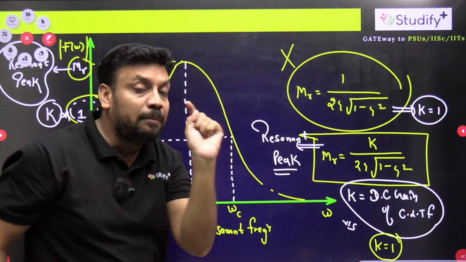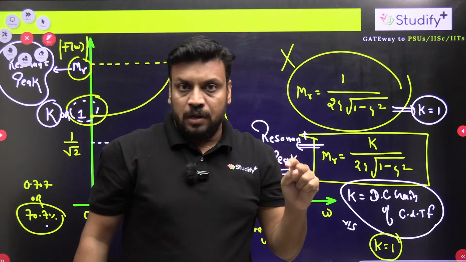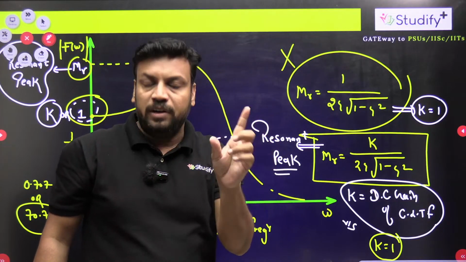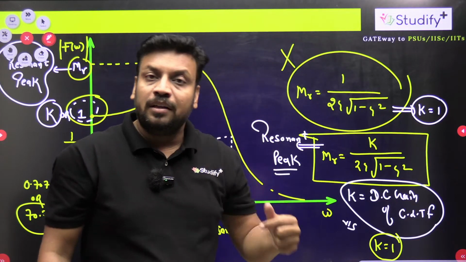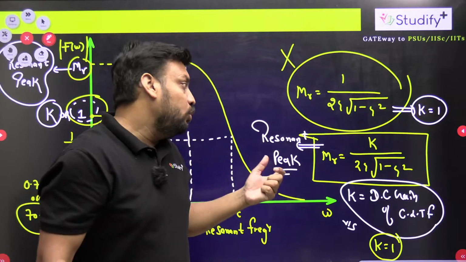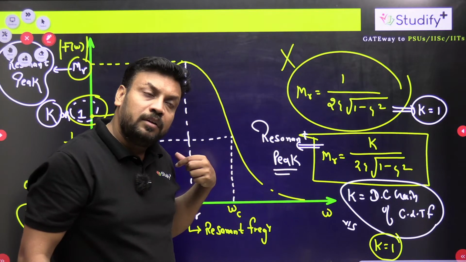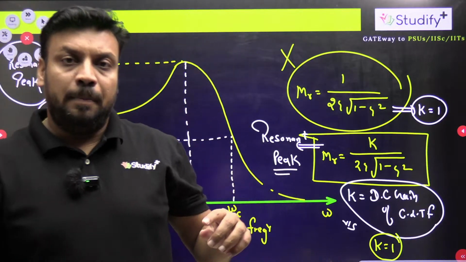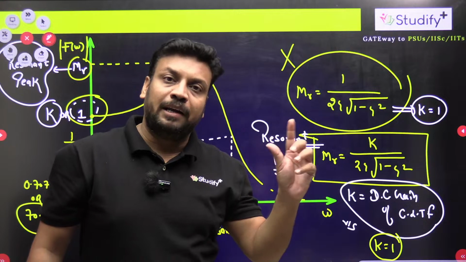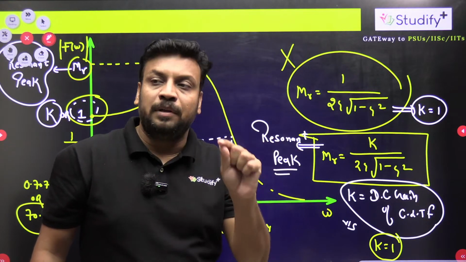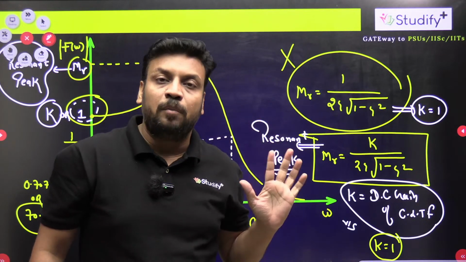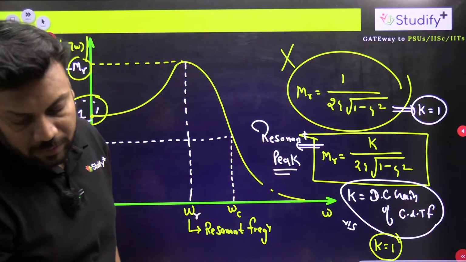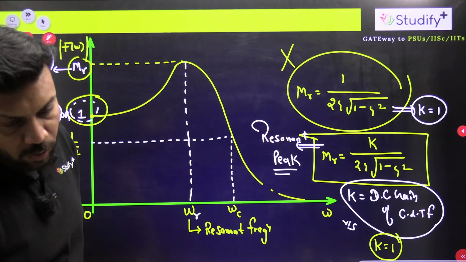Now tell me one more thing I am asking you. Tell me guys, if the DC gain of the CLTF is K, not equal to 1, then do you think it affects omega r? Will the value of K affect omega r? If the magnitude at omega equal to 0 is K, tell me, is it affecting your omega r or not? Will it affect omega r?